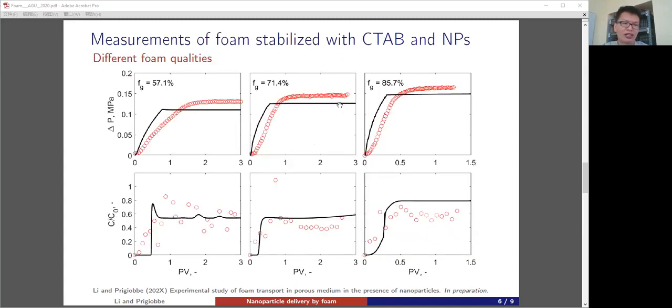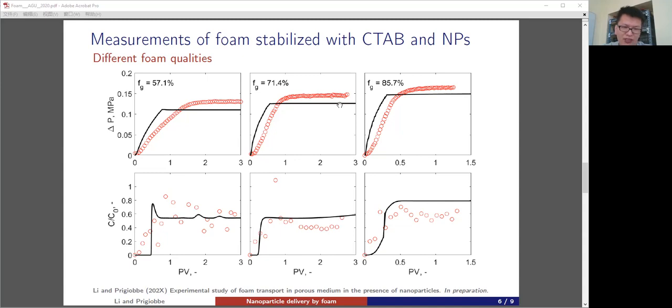So here are the experimental results of a foam stabilized with the surfactant and the nanoparticles. The black line in the figures is the model upon fitting. Here the foam quality changed from 57%, 71%, to 86%. The top row is the pressure drop of the column, while the bottom part is the nanoparticle concentration as a function of pore volume injected.